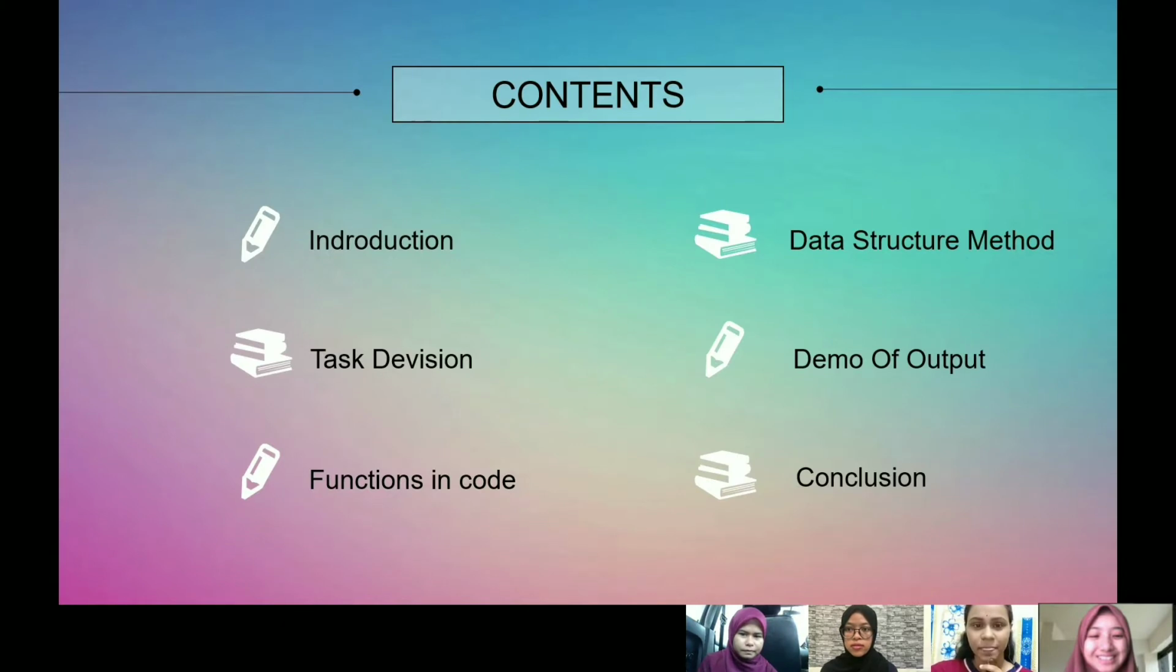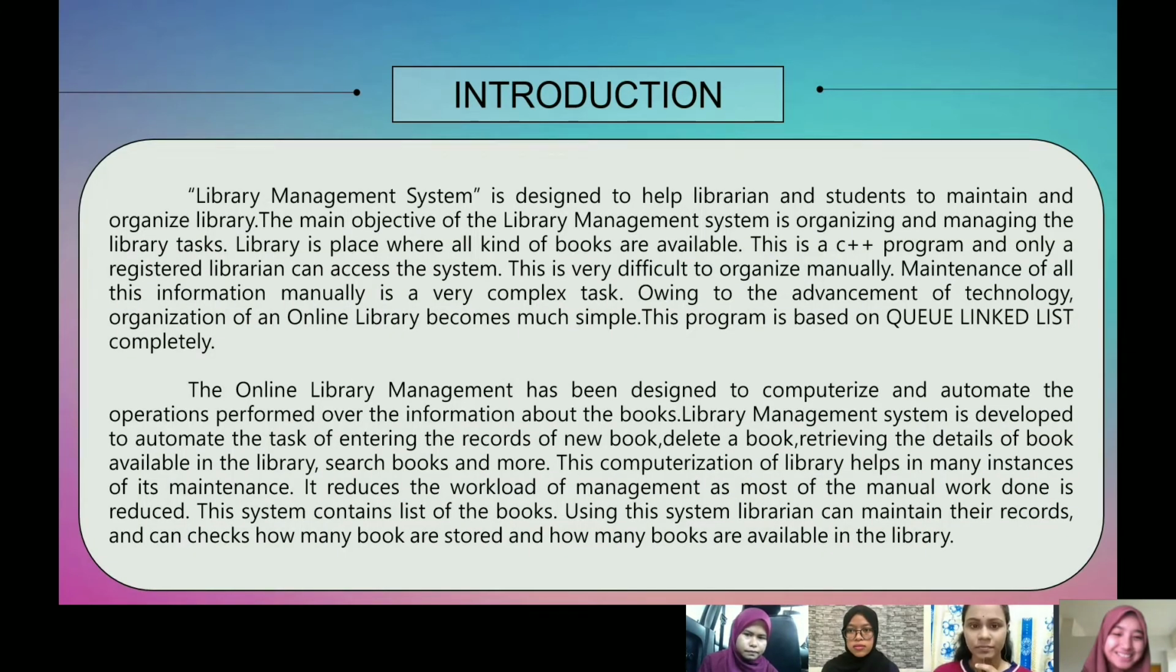There are some contents in this project like introduction, task division, function input, data structure method, demo of output, and the last one is conclusion. For introduction, the library management system is designed to help librarians and students to maintain and organize the library. The main objective of the library management system is to organize and manage the library tasks.